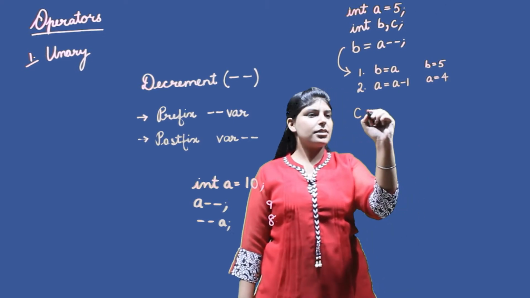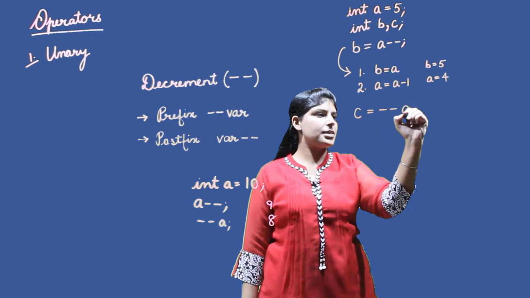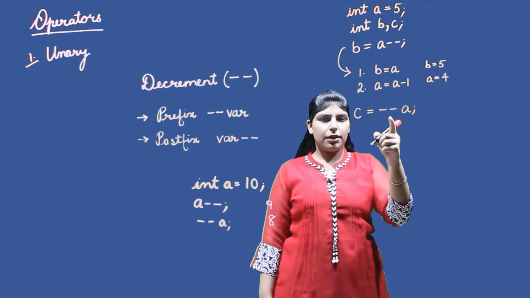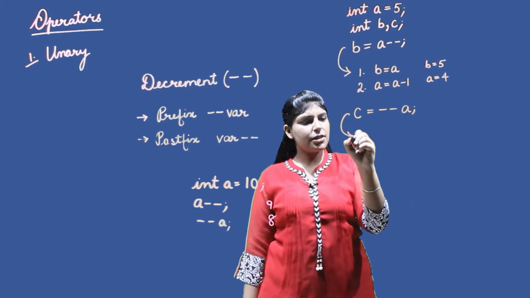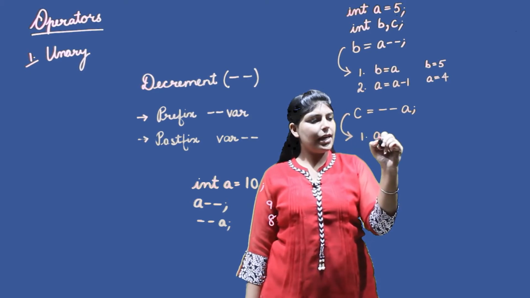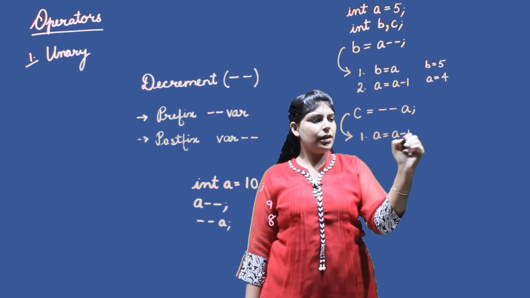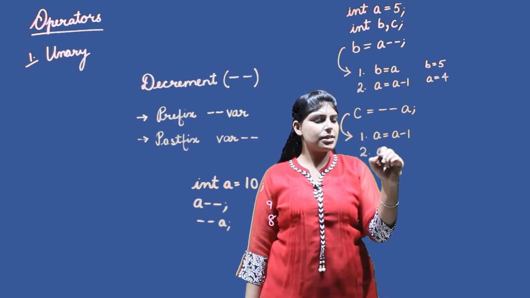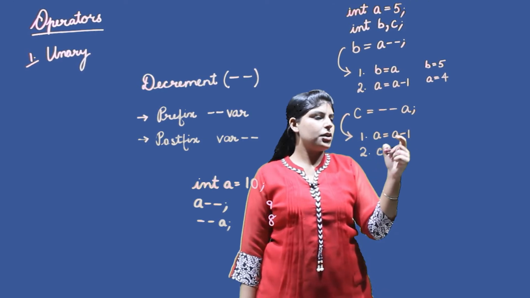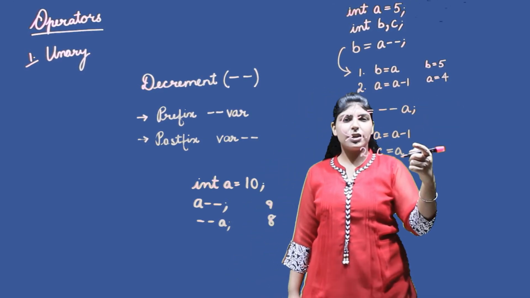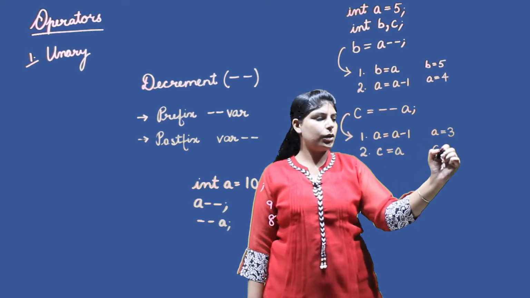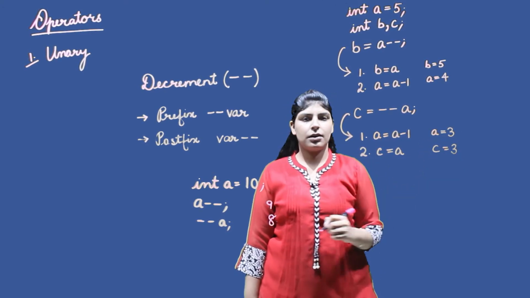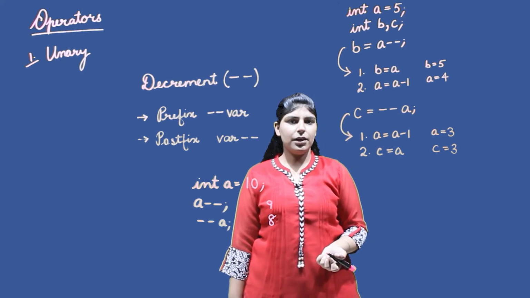So if I had done C is equals to minus minus A, if I want to break down this step, prefix notation is used. So the first sub part will be A is equals to A minus 1 and the second step will be C is equals to A. So A is 4. Further, if I decrement A, it will become 3 and C will be equal to 3 in this case. Let's take one more example.